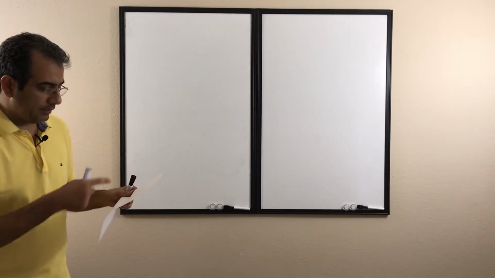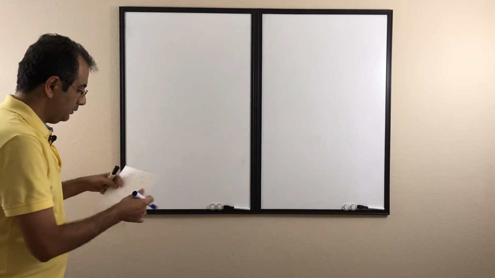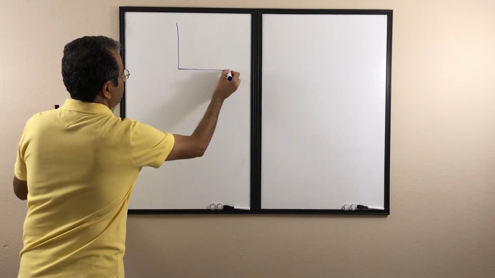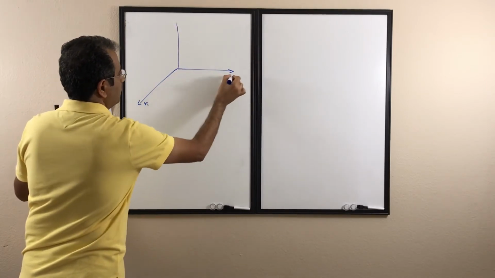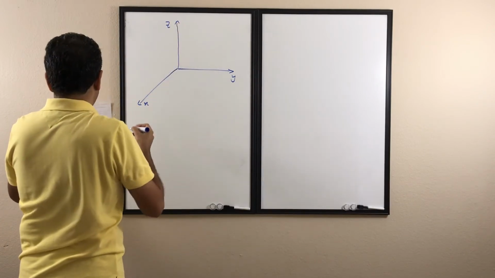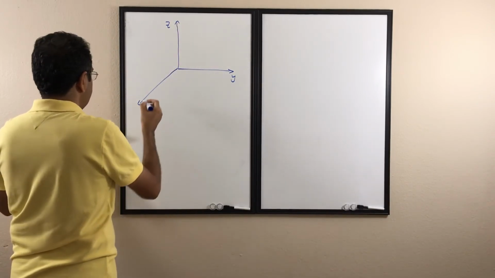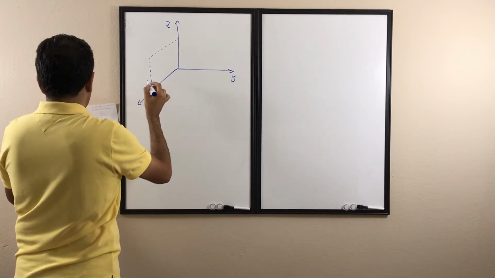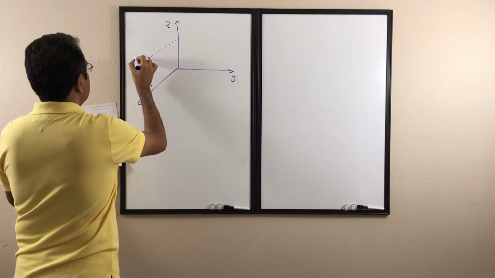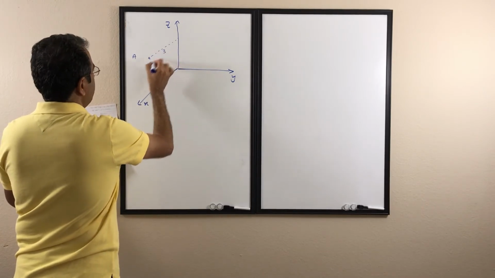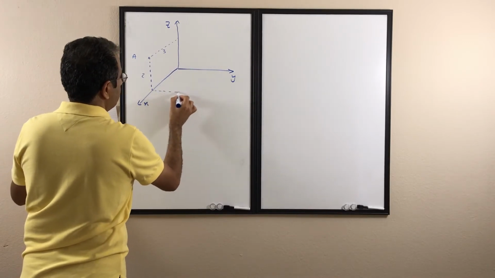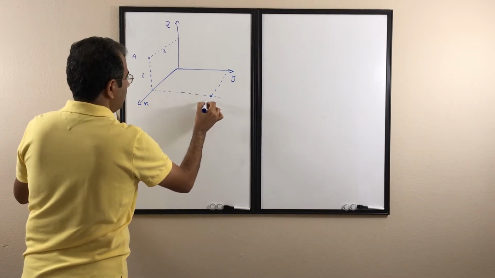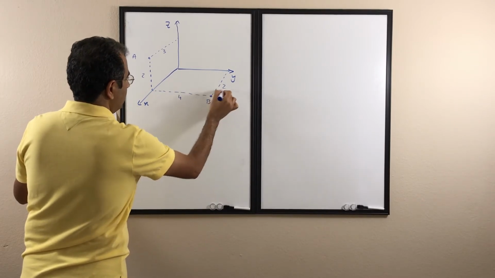Now let's look at an example of how we can find the force along a line. So let's have our XYZ coordinate system, and on this one we have point A at this location, which is going to be 3 and 2, and then we have point B, which is going to be 4 and 2.